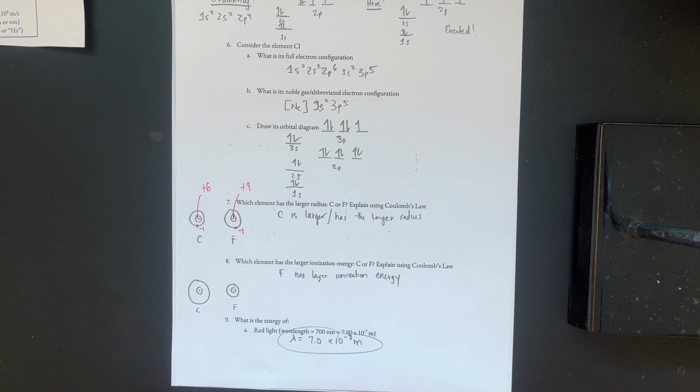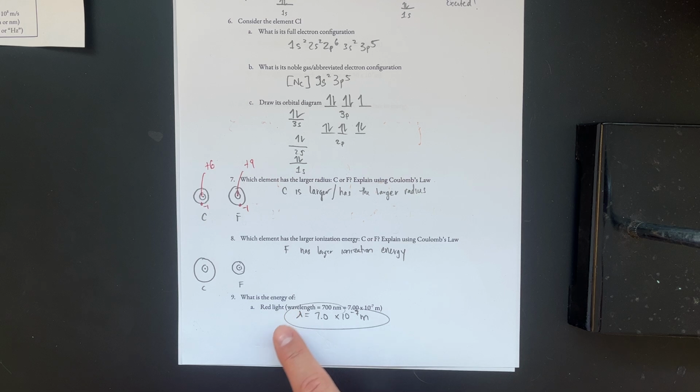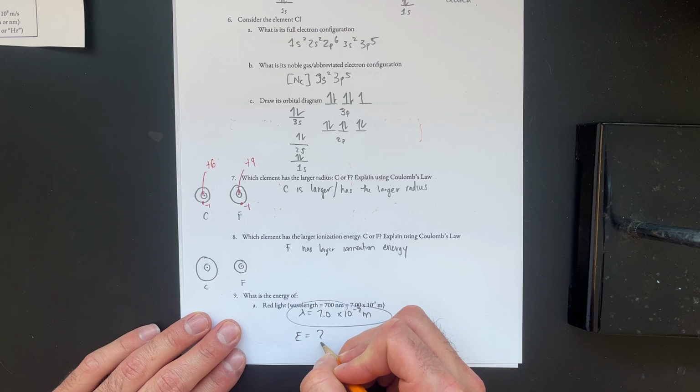All right, welcome AS Chemistry to part 2 of this video. And so where I left off on the last video is we were going over the energy of light questions, and this one specifically was asking for what is the energy of red light. It gives us the wavelength, lambda, which is equal to 7.0 times 10 to the negative 7 meters, and it's asking us to find energy. And so the question mark is energy.